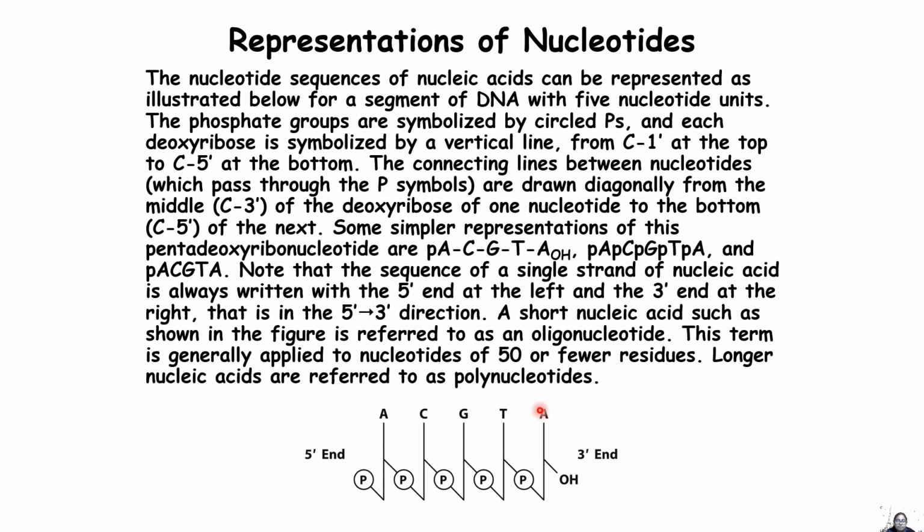So some simpler representations of this pentadeoxyribonucleotide are these structures, and you know that the sequence of a single strand of nucleic acid is always written with the 5' end at the left hand side and the 3' end at the right hand side. So that's in the 5' to 3' direction. A short nucleic acid such as shown in this figure is referred to as an oligonucleotide. This term is generally applied to nucleotides of 50 or fewer residues. Longer nucleic acids are referred to as polynucleotides.